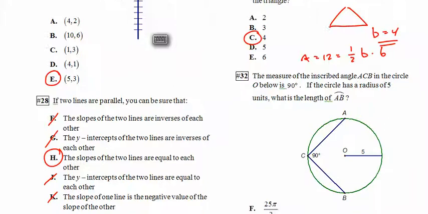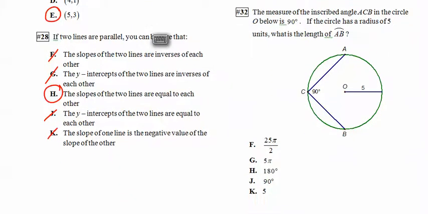Done. Measure of the inscribed angle in the circle below is 90 degrees. Circle's radius 5. What's the length of AB? Well, this is interesting. If you don't know it, then it's kind of tricky to explain. This is a diameter, so this is going to be 5 and this is going to be 5. Inscribed angles that are 90 degrees cut off a semicircle. You just have to know it. So, what's the length of AB? 10. Notice that's not one of our answers.